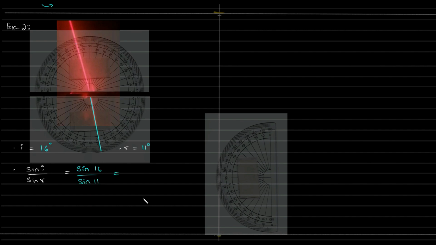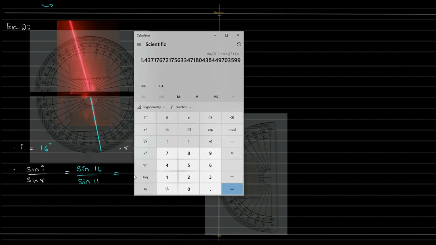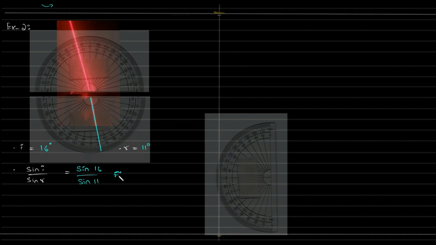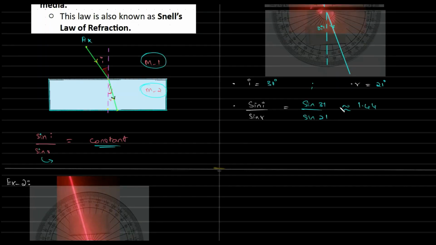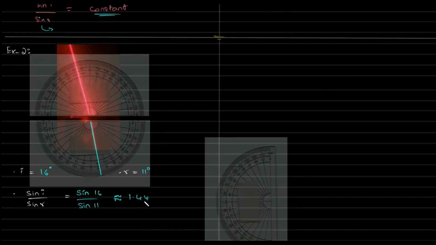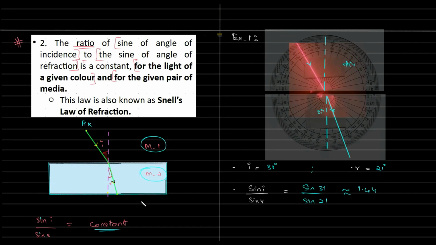Sine of 16 divided by sine of 11. So again, just press 16 and take the sine, divide by the sine of 11, equals, and here too it is 1.444 and so on. So here too it's approximately 1.44. You can see that these two ratios are the same, and this is what the law tells.